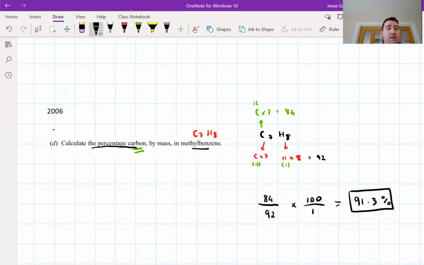But guys, that's it. That's how you find the percentage by mass of an element in a compound. Lots more practice on the video that I did on this. There are more practice questions. If you want to go back, it's in booklet 3. Go to that playlist and look for percentage by mass calculations.